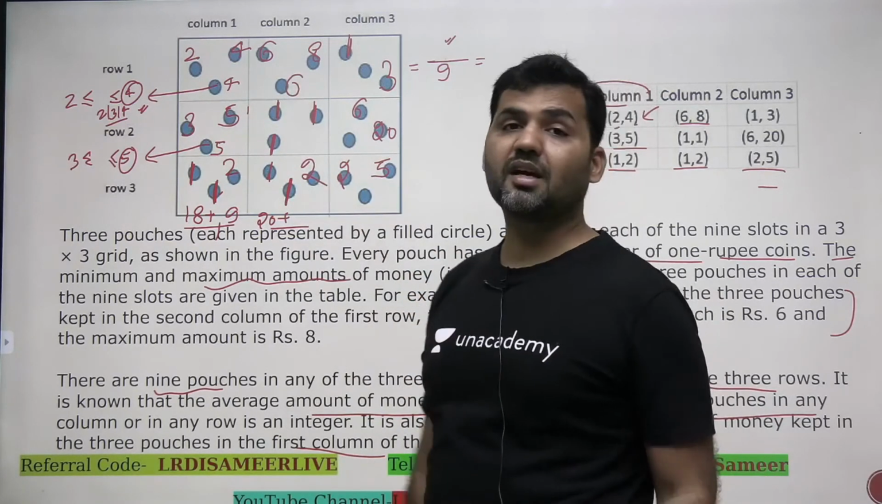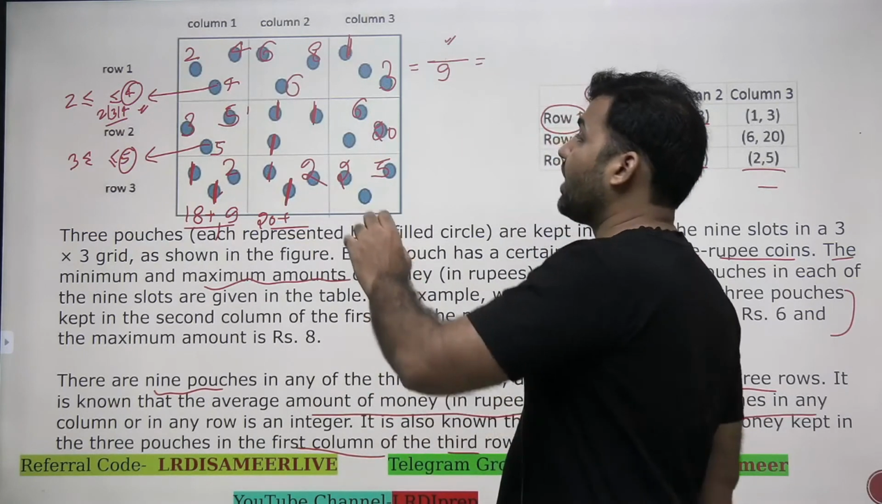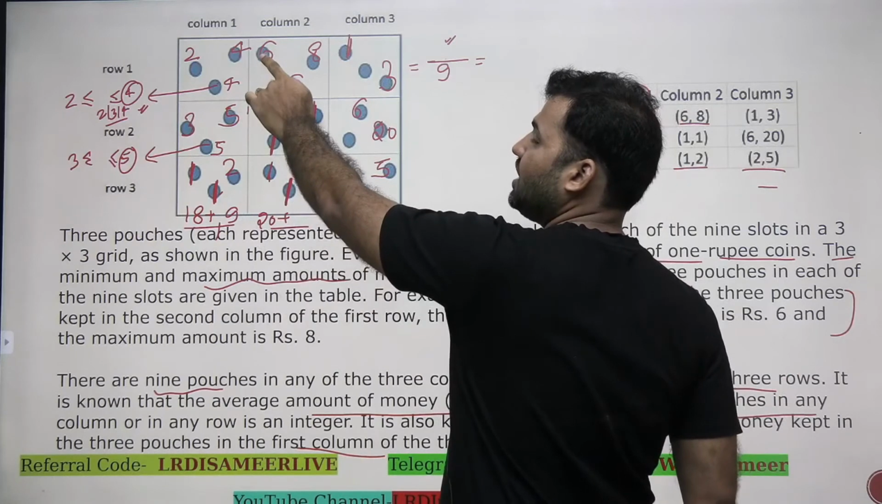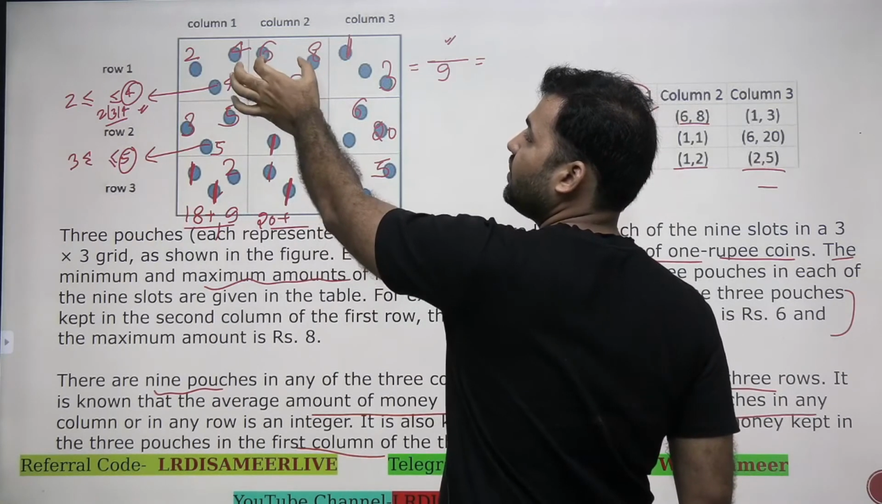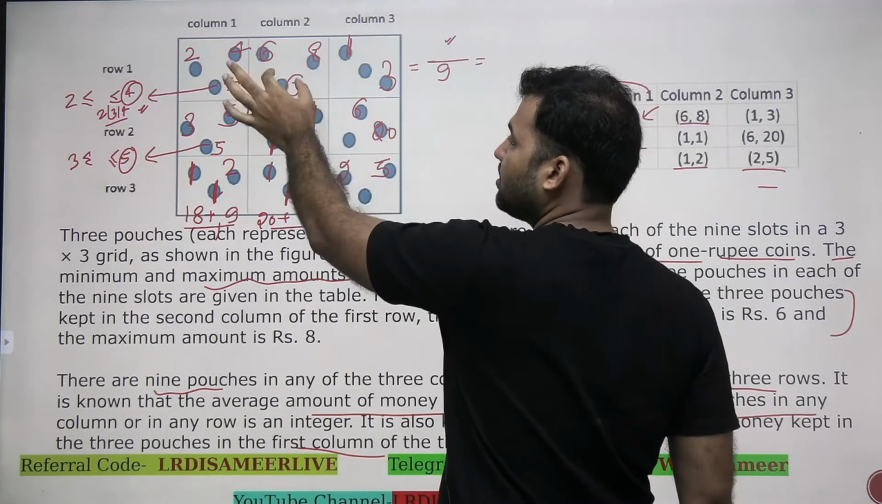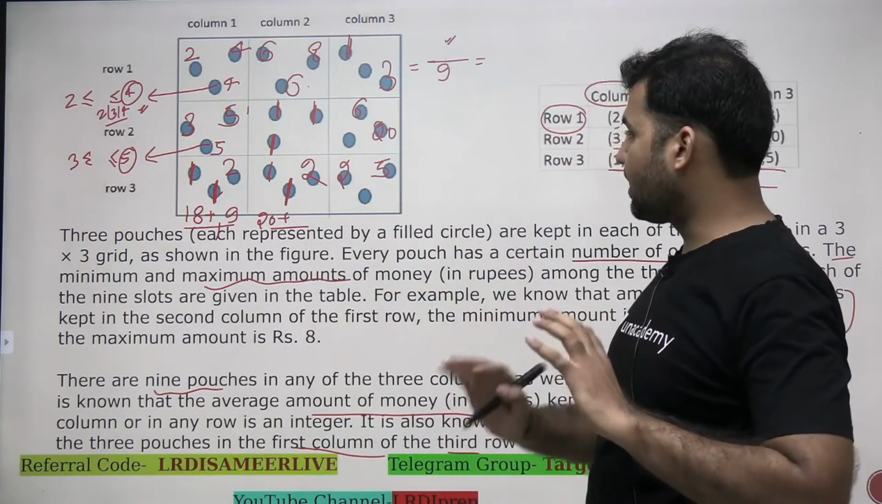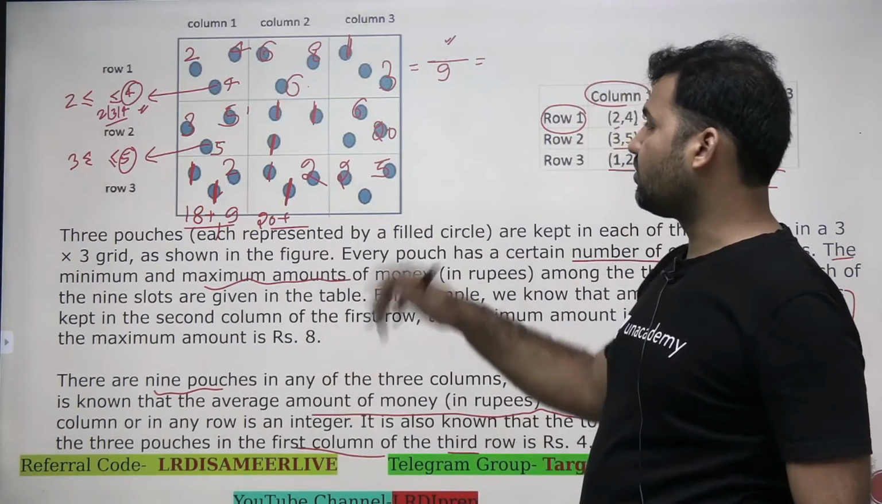6 plus 1 will become 7, right? Why not 5 here and 2 here? 5 is not possible because minimum is 6, maximum is 8. I need a value which is greater than equal to 6, less than equal to 8. The only possibility is to put 6 coins here and 1 coin here, right? No other values will work.